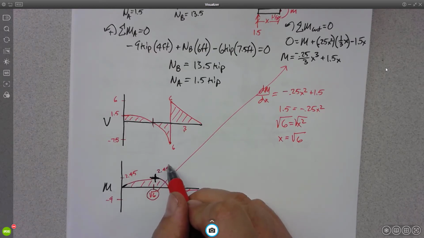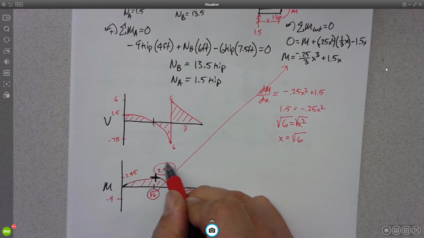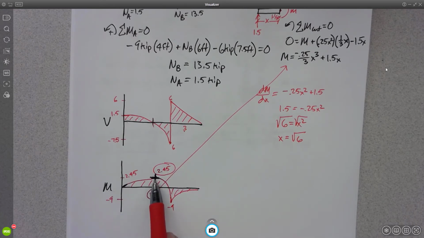Yeah, so you would still need to find this. Brendan has a good point. To make sure that the 2.45 is less than the negative 9. Absolute value less than.